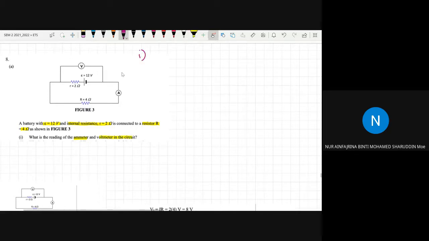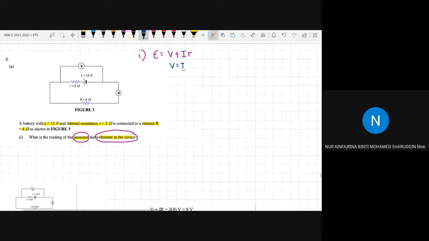Okay, so what formula should I use to look for the ammeter and voltmeter in the circuit? Anyone? Nak pakai formula apa ni? EMF equal to V plus I R kecil. Okay, boleh, betul. V plus I R kecil. Okay, sekarang awak nak cari apa dulu? Awak nak cari voltmeter dulu ke current dulu? Kita cari current dulu, okay?